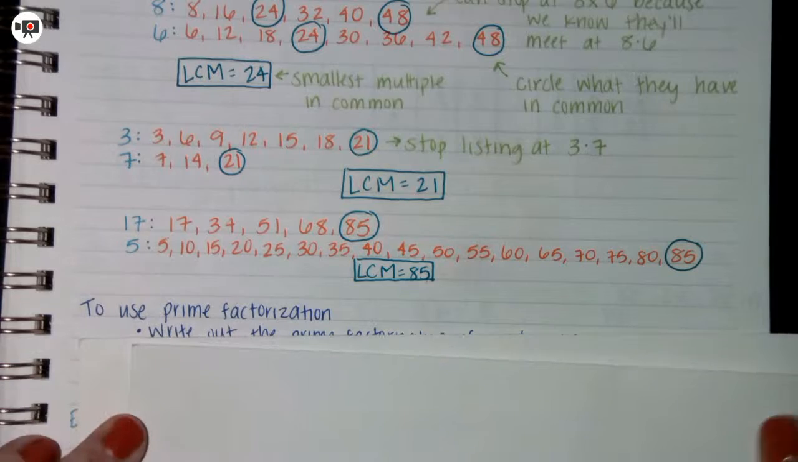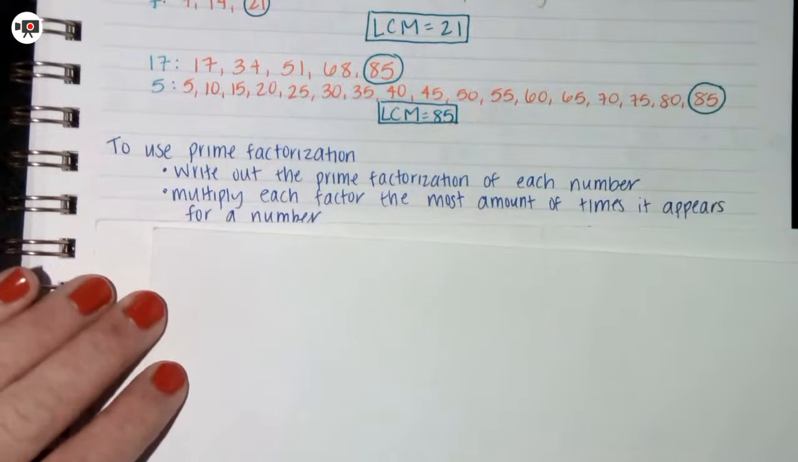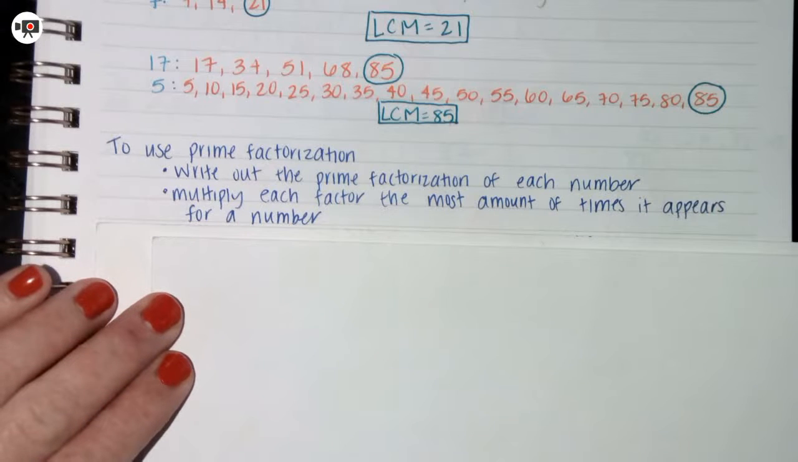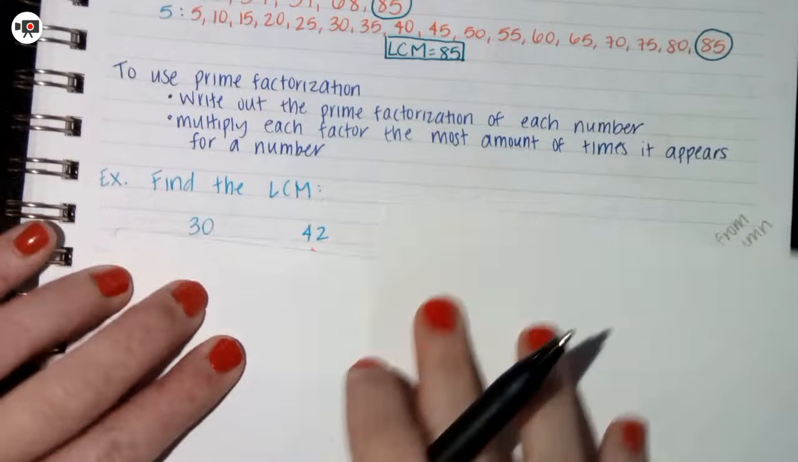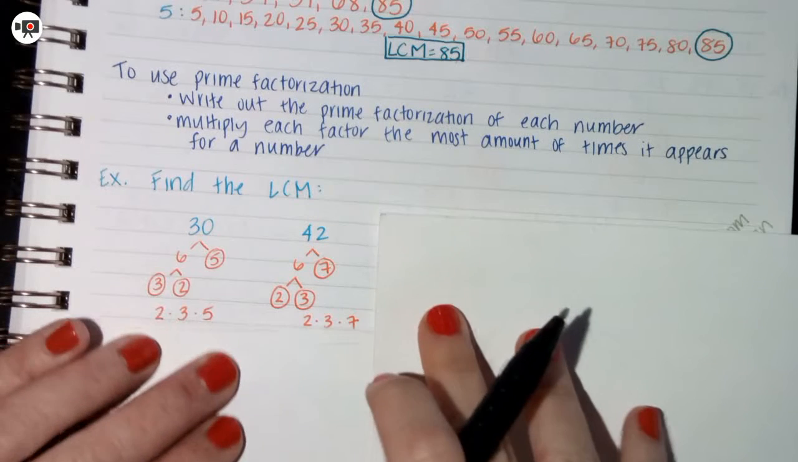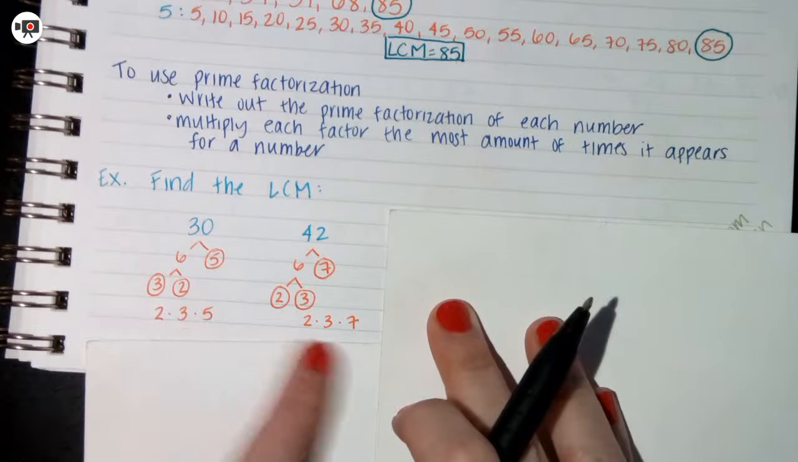Now to use prime factorization, we're going to write out the prime factorization of each number. Then we're going to multiply the factors the most amount of times it appears for a number. We're going to use something that I call the chocolate bar method. So to find the LCM between 30 and 42, if I write out their prime factorizations, I have 2 times 3 times 5 and 2 times 3 times 7.